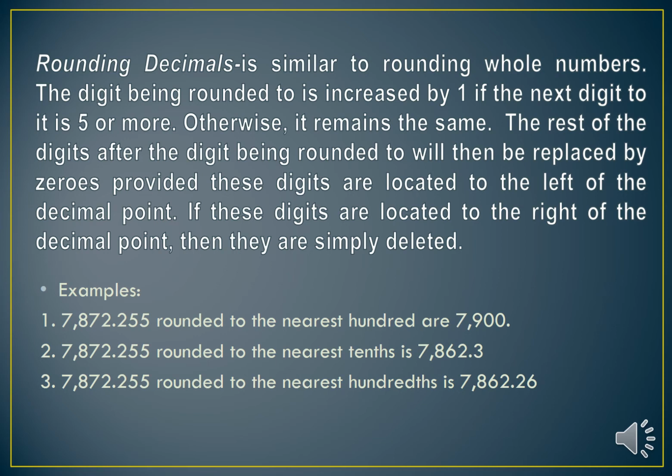So where is the hundredths here? Since 2 is tenths, the 5 in the middle is our hundredths. Since the digit next to it is 5, we add 1 to the hundredths, so it will become 6. So the answer is 7,862 and 26 hundredths.